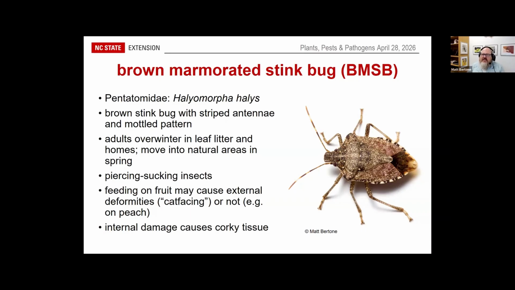They are piercing, sucking insects, so they don't chew on the fruit or the leaves, but pierce it to suck out the juices and can also digest the material on the inside. When they feed on fruits, it may cause external deformities, which is called cat facing, and I'll show you that in a second. On peaches, apparently, when they pierce them, they don't show much external damage, but inside the peach can have damage, which makes it unusable or just kind of gross. The internal damage often causes corky tissue. This is also the same in tomatoes and peppers when they feed.